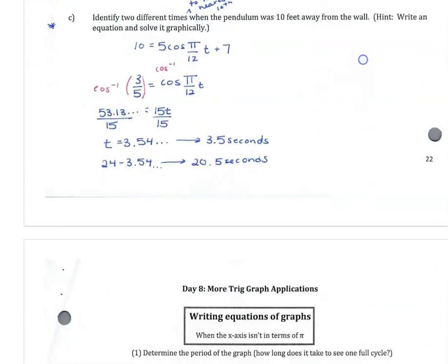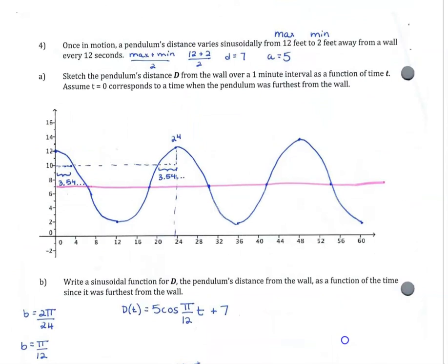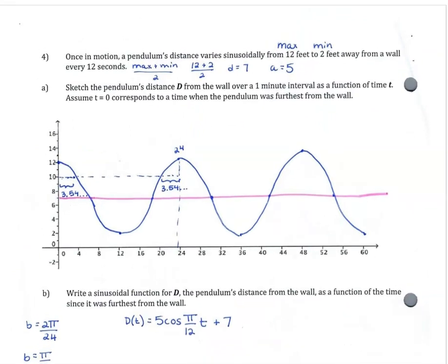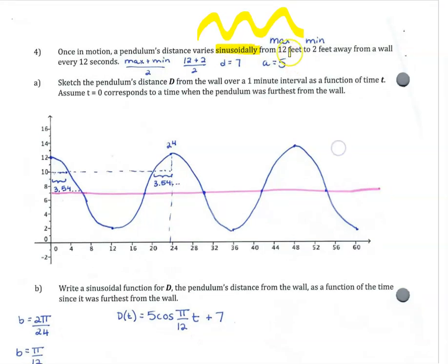Next, and I believe last problem to talk through, is this one about a pendulum. So once in motion, a pendulum's distance varies sinusoidally. So sinusoidally, guys, just means like back and forth. It's just a wave. From 12 feet to 2 feet away from a wall every 12 seconds. Sketch the pendulum's distance d from the wall over a 1 minute interval as a function of time t. Assume t equals 0 corresponds to a time when the pendulum was at its furthest point from the wall.